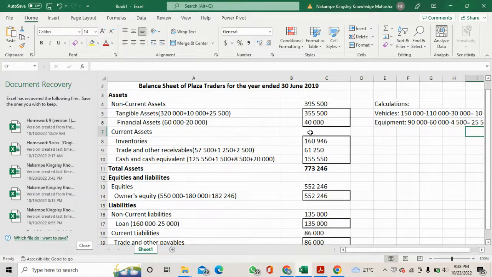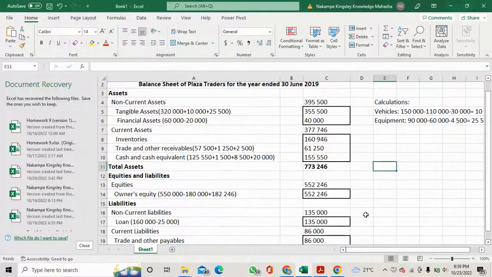But thus far, when you're done, don't forget to add your balances here. You can just say 773,246, you subtract 395,500, and you're going to get an amount here, which is 377,746. So this is it, guys. This is the statement of financial position. This is your balance sheet, and this is how you were supposed to have done it.